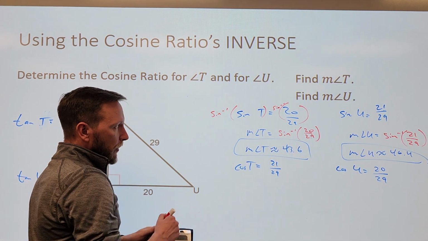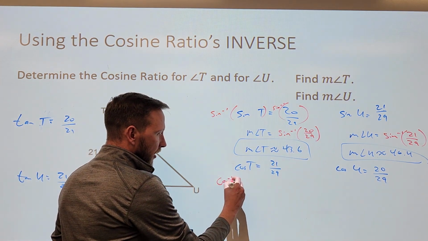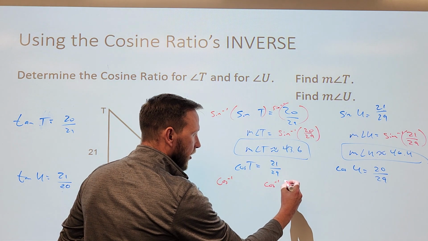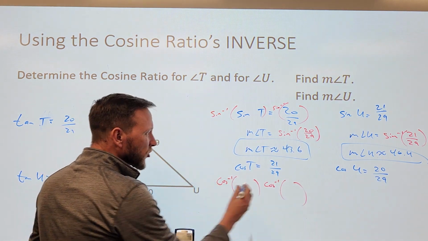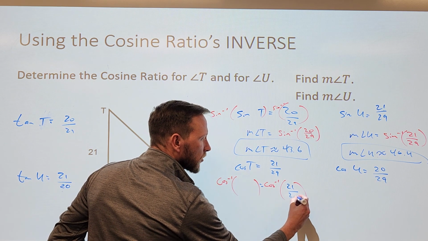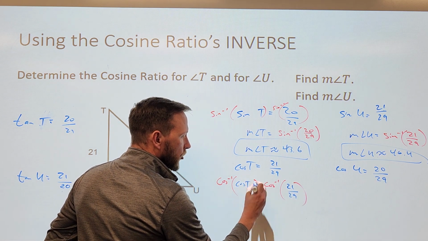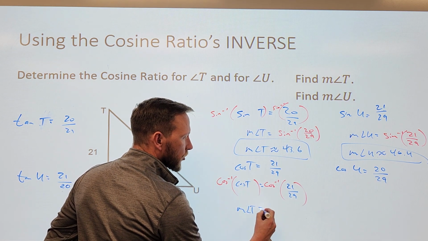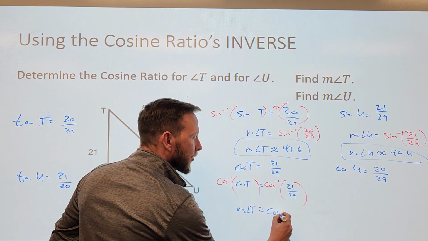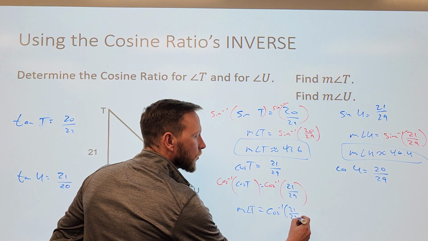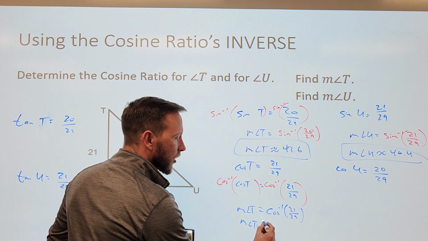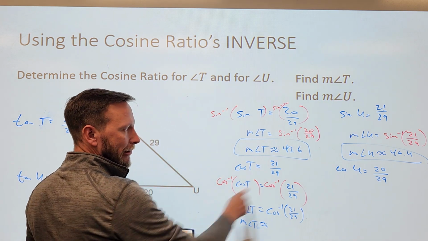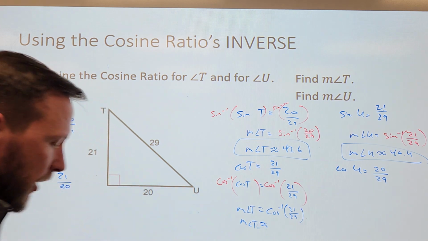And so what we want to make sure that we understand is that if I take the inverse cosine of both sides of the equation, then this will stay equal to each other. All right? So I can find the measure of angle T by taking the inverse cosine of 21 over 29. So that means that the measure of angle T is, and again I'm going to approximate, and I'm pretty sure it's going to equal 43.6, but let's confirm that.